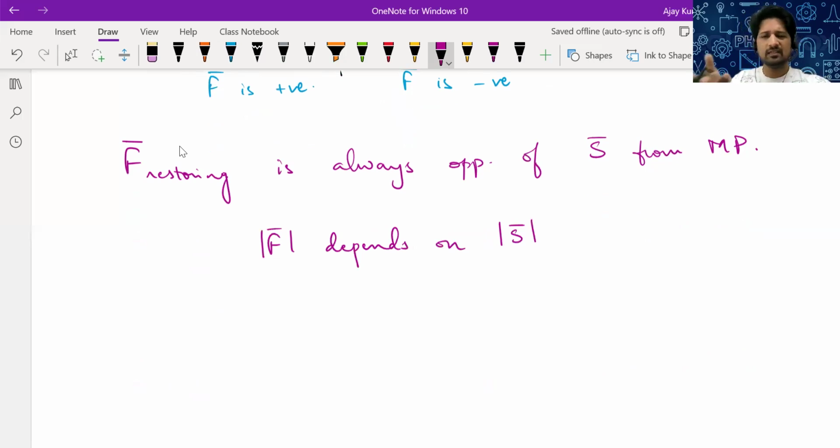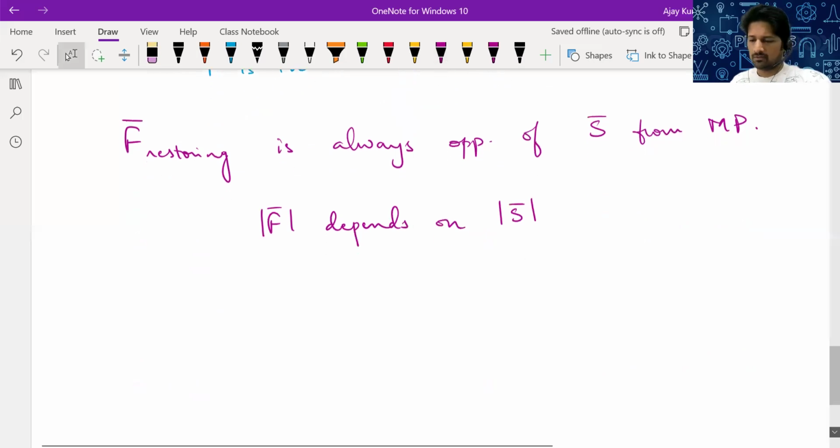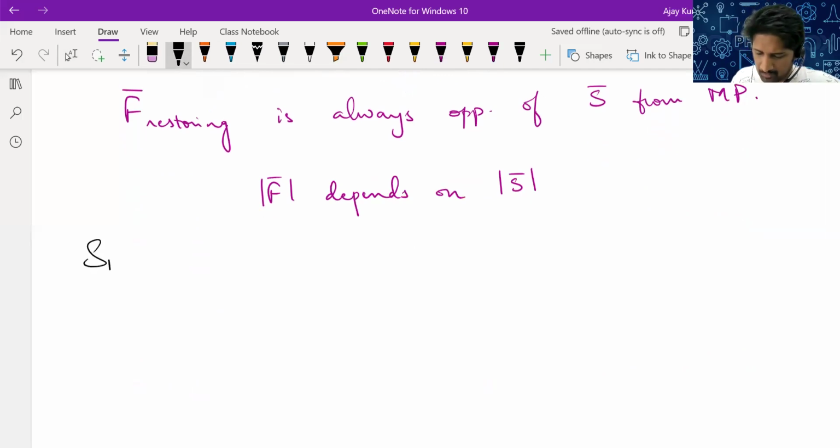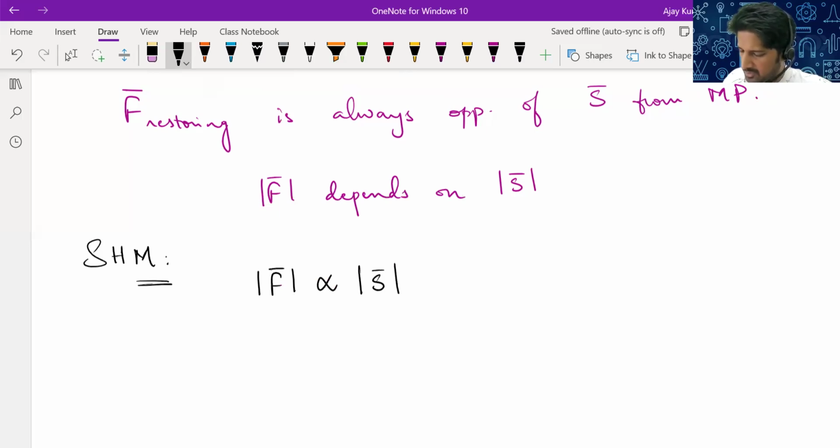Fine. How exactly does it depend? It depends on the situation. It varies from case to case. Now, we are talking about one particular case of periodic oscillatory motion called simple harmonic motion, right? SHM. The condition for simple harmonic motion, or when do you call oscillatory motion a simple harmonic motion? The condition is that the magnitude of the restoring force should be directly proportional to the displacement from the mean position. Then we call it simple harmonic motion.